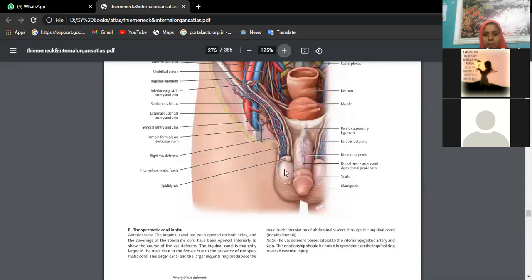Now you can see here, beta, the testis is present in the scrotal sac. This is the right testis and this is the left testis. At the upper pole you are finding the epididymis. From the tail of the epididymis you are now finding the vas deferens journey continuing. What is the length of the vas deferens? 45 centimeters. It is moving all along the inguinal canal.